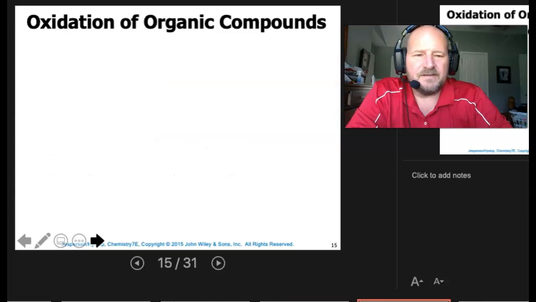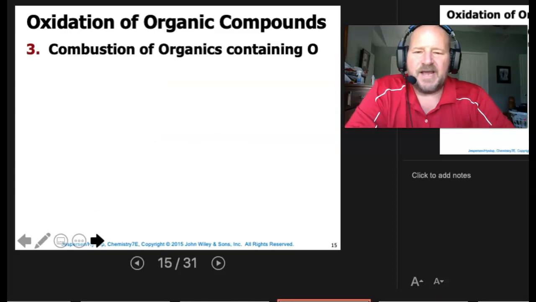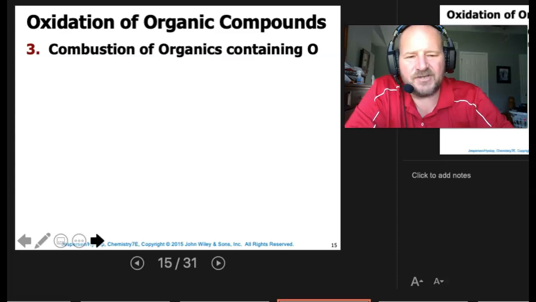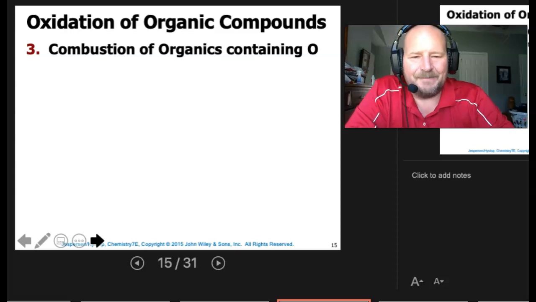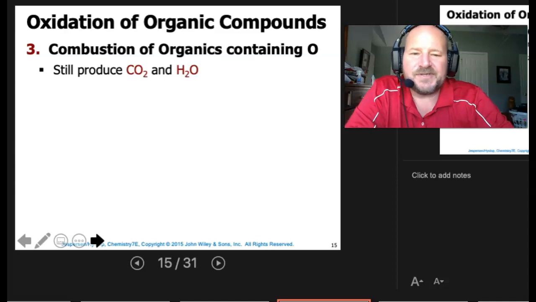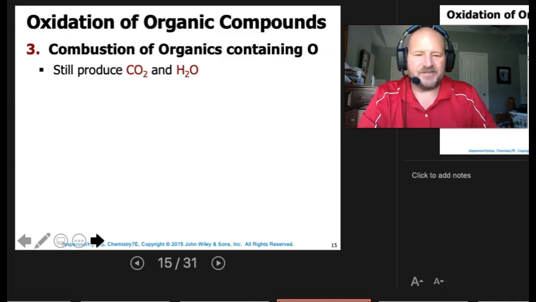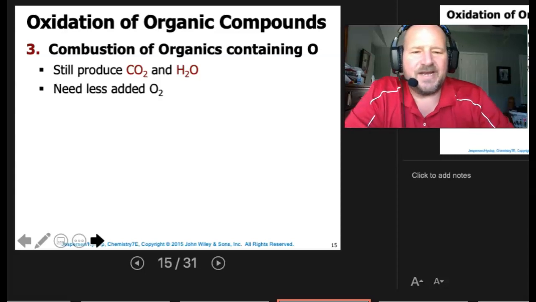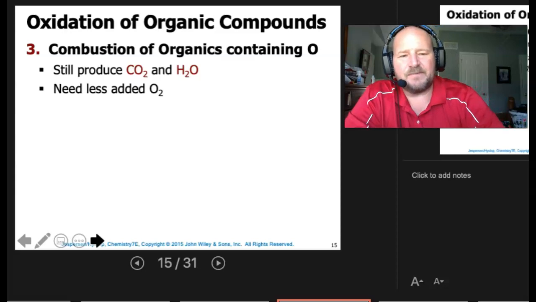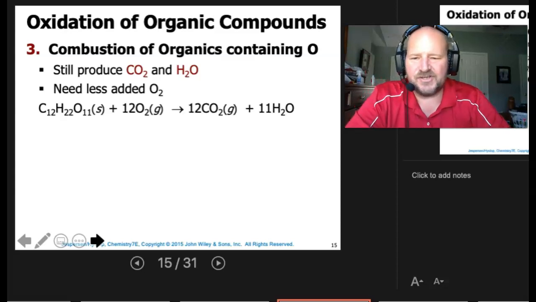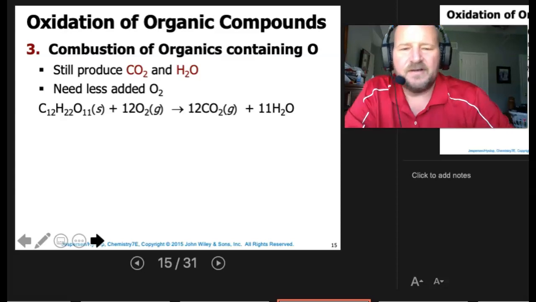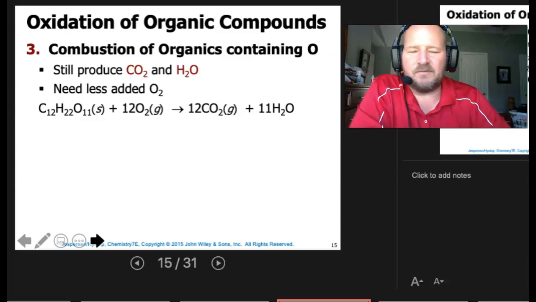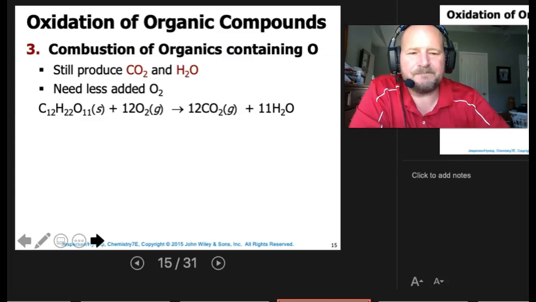All right. So combustions of organics containing oxygen. Again, we don't just burn hydrocarbons, we can burn hydrocarbons that have oxygen in them, like sugars, things of that nature, alcohols. These still produce CO2 and water, so they still have the variations of complete combustion and incomplete combustion. It's just that now we need less oxygen to actually have complete combustion, right? That's because some of the oxygen is going to be released as we burn that sugar or as we burn that alcohol or whatever that oxygen containing hydrocarbon is.